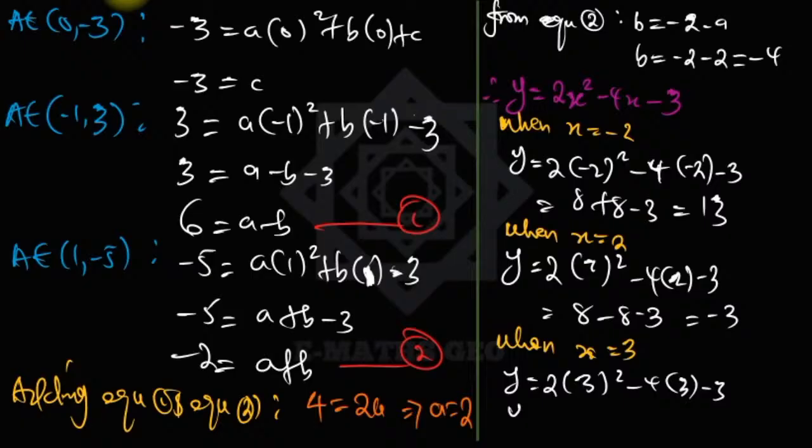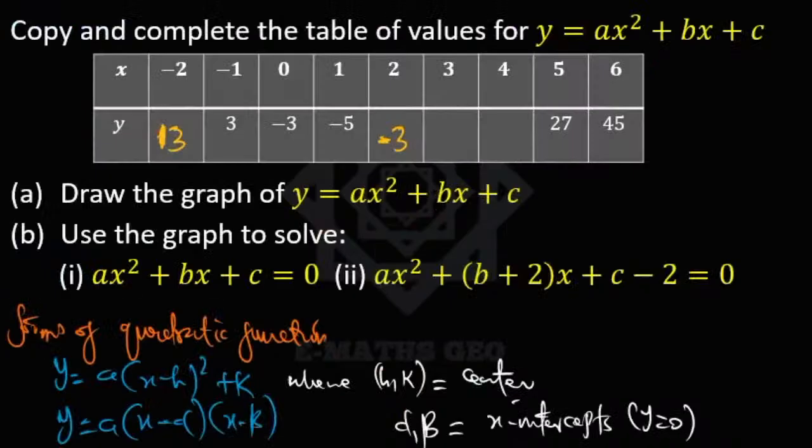So y is equal to 18 minus 12 minus 5 minus 3. So this should be 18 minus 15, that should be 3. So when x is 3, y is also 3. We write 3, 3.